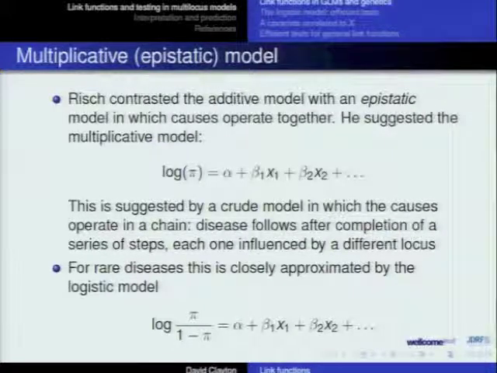if you like, a chain of causality, where there are multiple causal events, all of which have to happen before disease happens. And then we imagine that the first SNP might affect the first cause, the second SNP affect the other cause, and so on. So this is a model very much of joint action, where all of these changes have to happen.